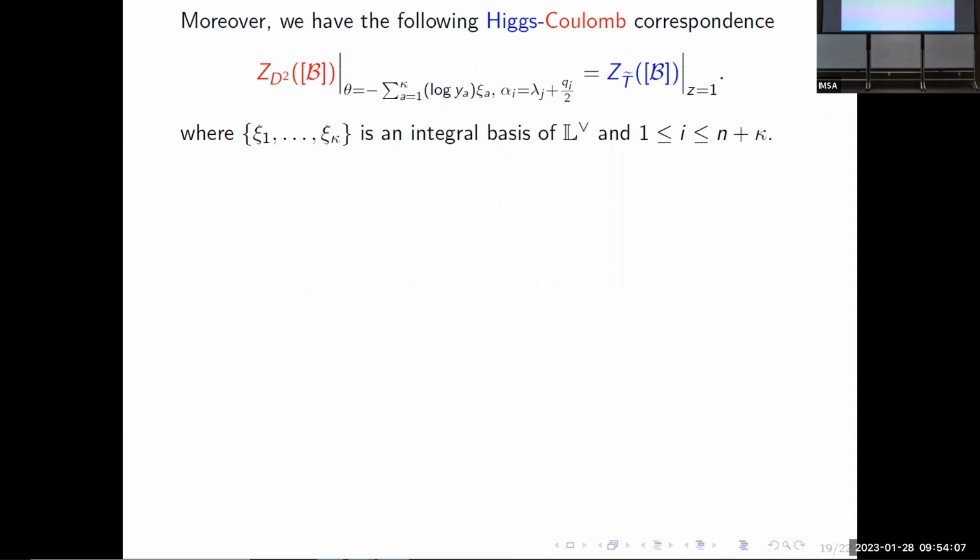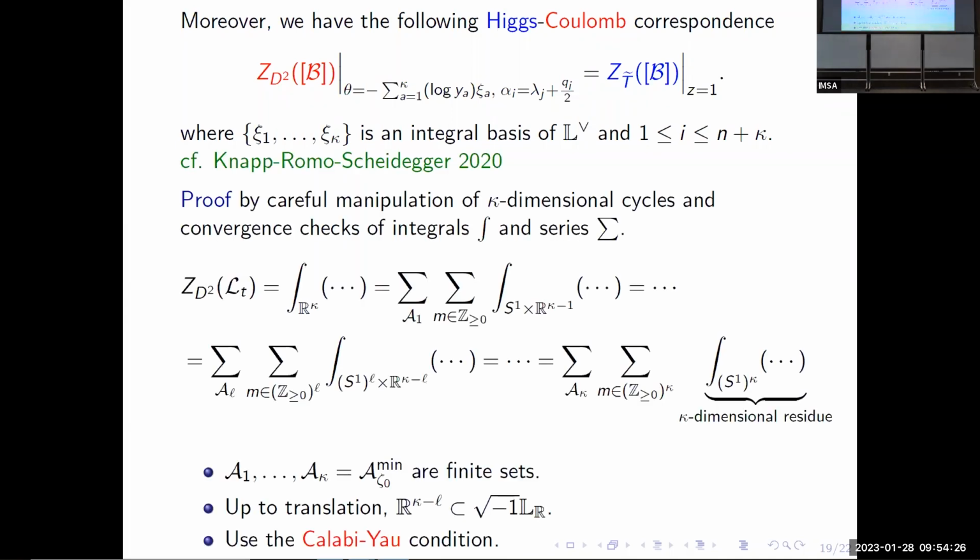So the right-hand side is the central charge defined in terms of the T tilde equivariant I function. And left-hand side is the expansion of this hemisphere partition function in certain phase. So that's the idea. And this has been proposed by physicists. So the proof is by careful manipulation of coupled dimensional cycles and convergence checks. Check the integral converges, and each integral converges, but then you have a power series, you have an infinite series where each series is an integral, so series also converges.